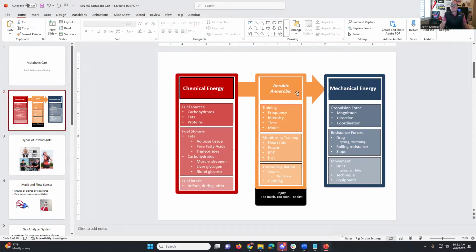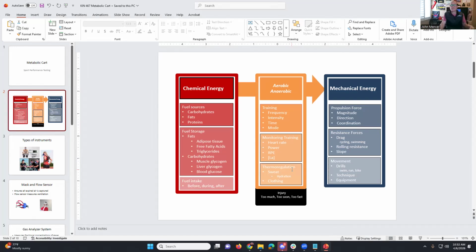The way we transform this potential energy to mechanical energy is through our aerobic and anaerobic pathways. You should know your pathways. You've had classes on them. What we're ultimately trying to do in training someone for an endurance event is manipulate frequency of exercise, intensity, how long we exercise, and what type of exercise we do, to improve the aerobic system and/or the anaerobic system. We do that by monitoring different things: heart rate, power, RPE, and so on.